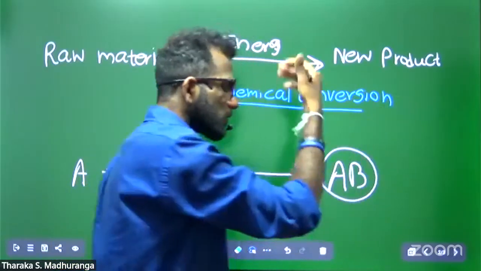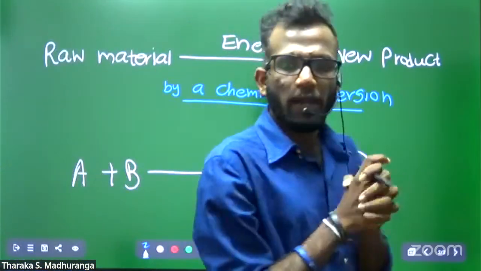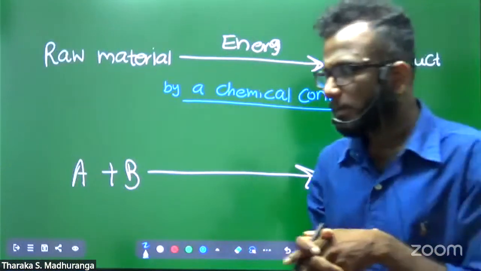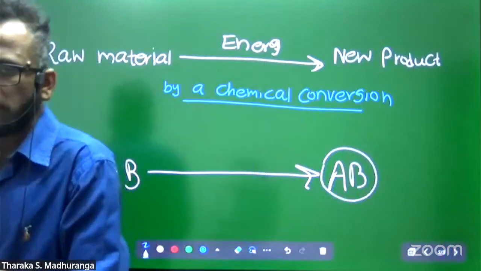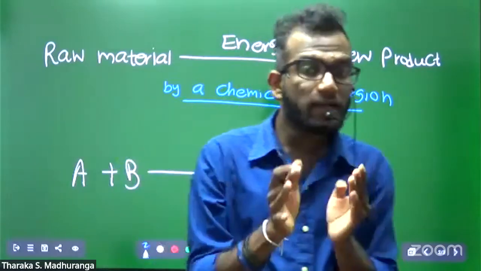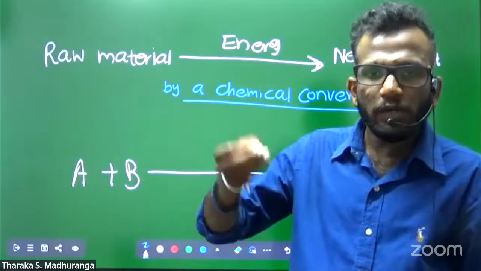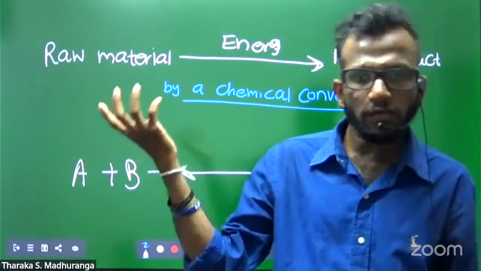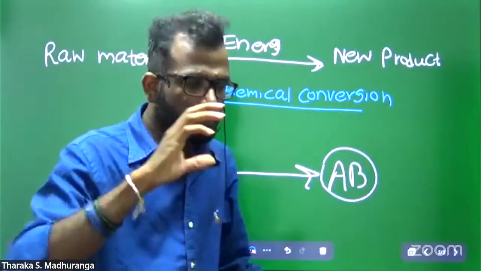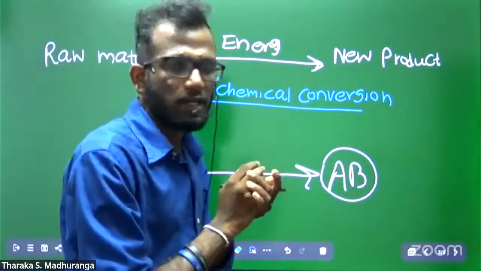That is the summary of the chemical manufacturing process, the chemical industry. What happened? Raw materials, that means reactants, react with each other using energy and produce a new product. That large scale process we call the chemical industry.